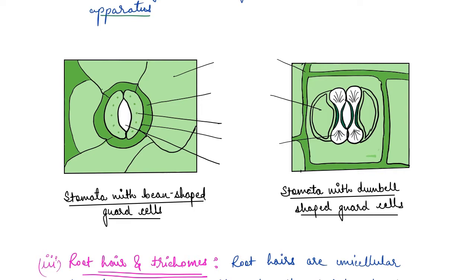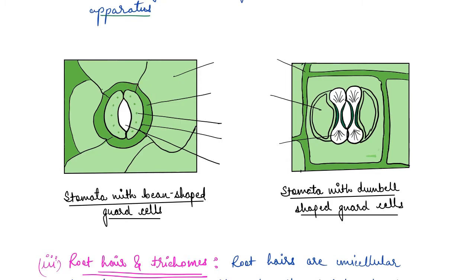Sometimes what happens is a few epidermal cells in the vicinity of the guard cells become specialized in their shape and size, and these cells are known as subsidiary cells. So here, these cells that you see are subsidiary cells. Again, here, these cells are subsidiary cells, right? Apart from that, the stomatal aperture, the guard cells, and the surrounding subsidiary cells are together known as stomatal apparatus. So this complete system is known as stomatal apparatus.